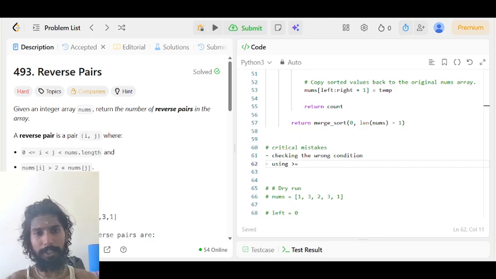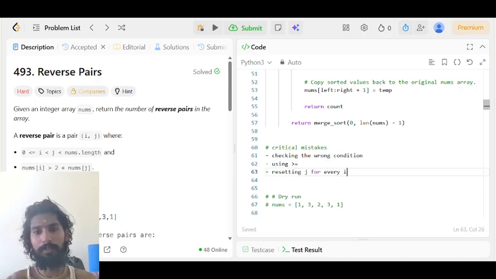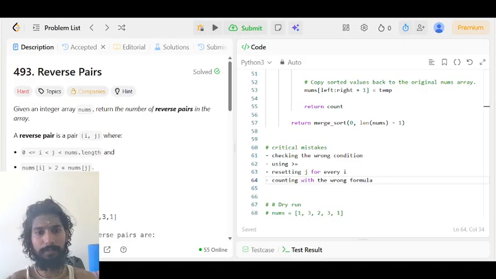The third mistake is resetting j for every i. We should not do that because both halves are sorted. j should only move forward. The fourth mistake is counting with the wrong formula. The correct formula is j minus mid plus 1, not j minus mid and not simply j, because the right half starts exactly at mid plus 1.